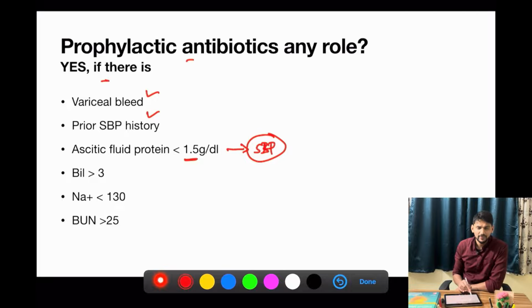Or there are some other parameters also, like bilirubin of more than 3, sodium less than 130, or blood urea nitrogen of more than 25. In these cases also, we can give prophylactic antibiotics.